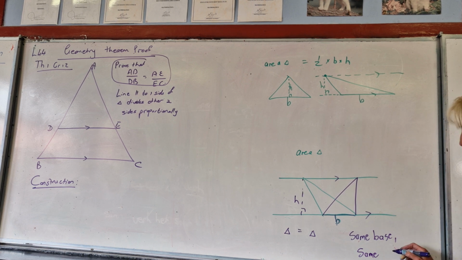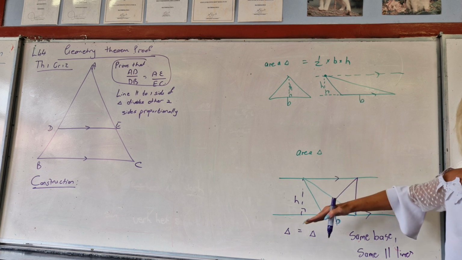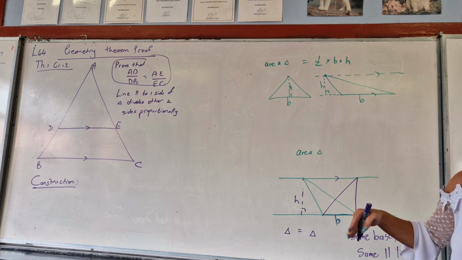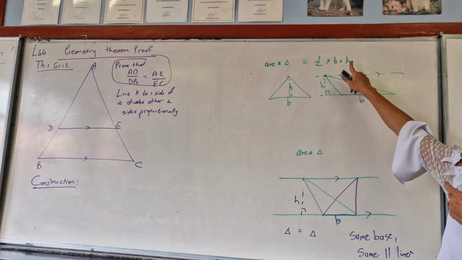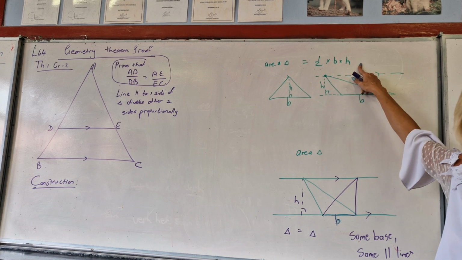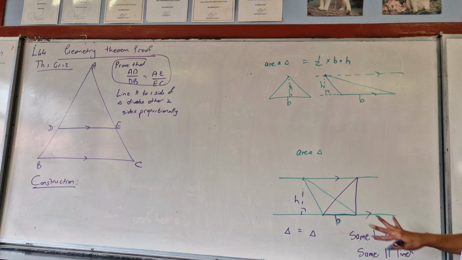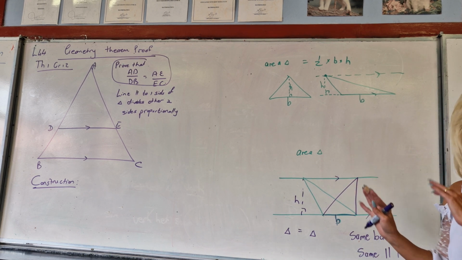Actually, then we say the same two parallel lines. Because they're in between the same two lines, that makes them have the same height, making their areas the same. If the base is exactly the same, and the height obviously is the same because it's between the same two parallel lines, are you with me here? Do you understand this? Yes.